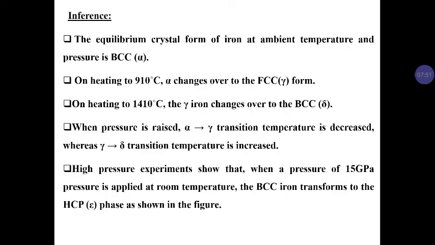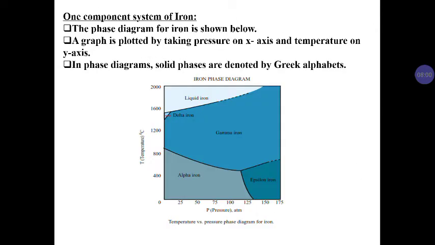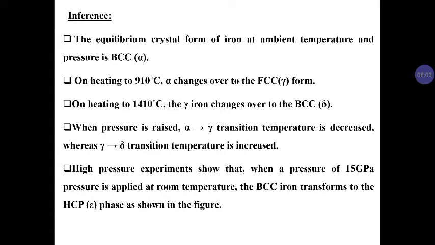So the inference from that diagram, from that single component system of iron, you can see that initially at very low temperature it is in alpha phase, alpha iron, and the temperature at which it changes is 910 degrees Celsius. At this temperature it makes a transition from alpha phase to gamma phase, where it changes from BCC structure to FCC structure. On heating this further, at this particular temperature, it makes a transition to the BCC delta phase. From FCC it makes a transition to BCC again.